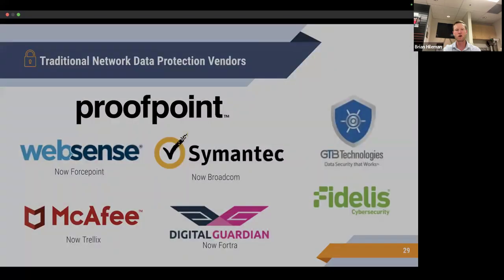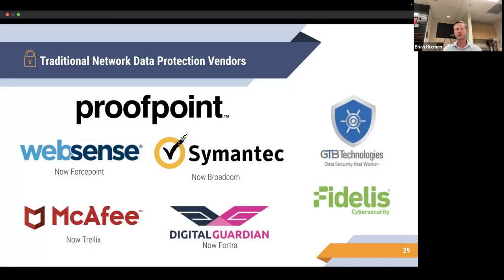Okay, so who were the vendors there, right? We had Proofpoint, an email vendor. And then we had the four big players that we've already talked about: WebSense, Symantec, McAfee, and Digital Guardian playing in this space. And then we had GTP Technologies, and then we had Fidelis. Fidelis was a network vendor.